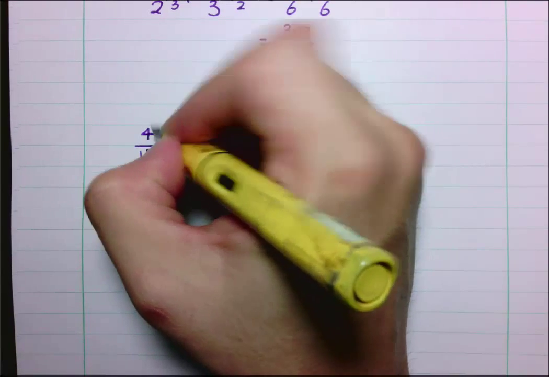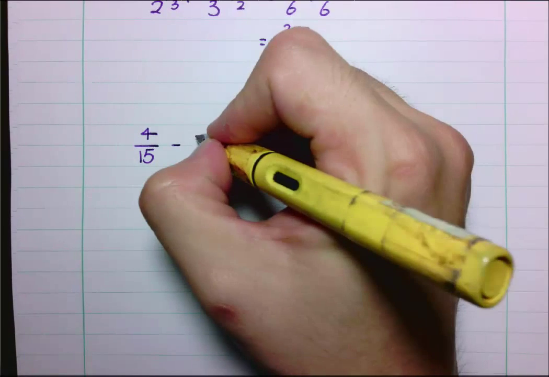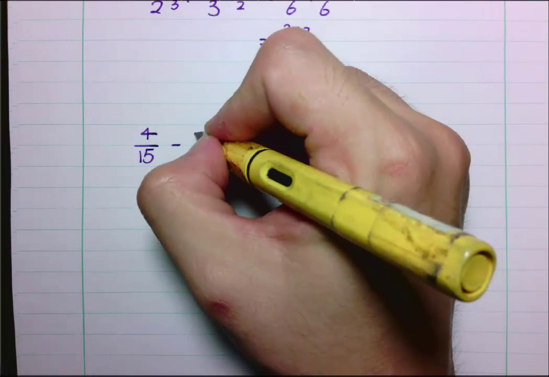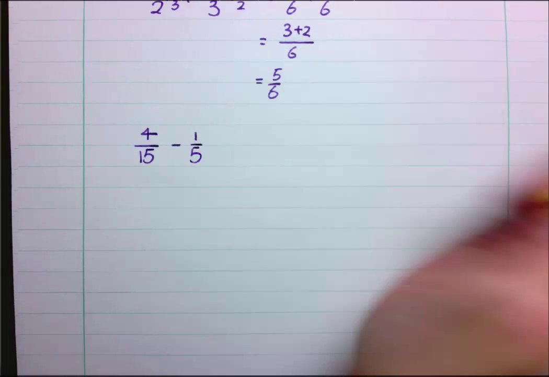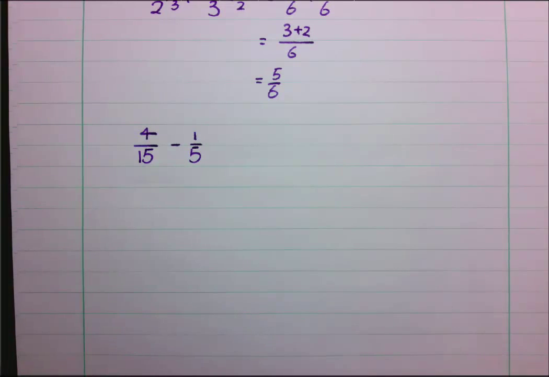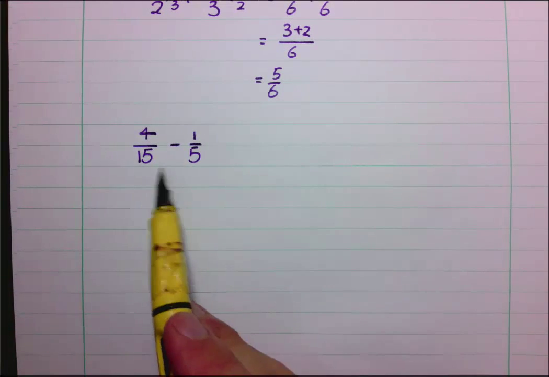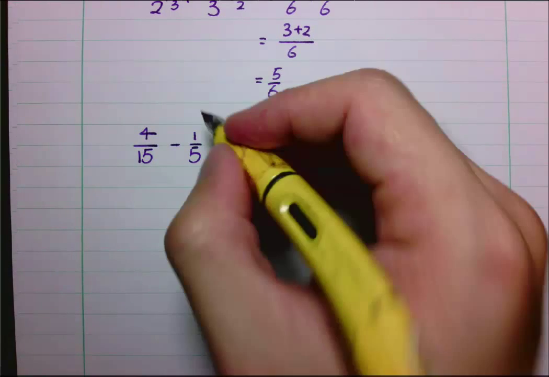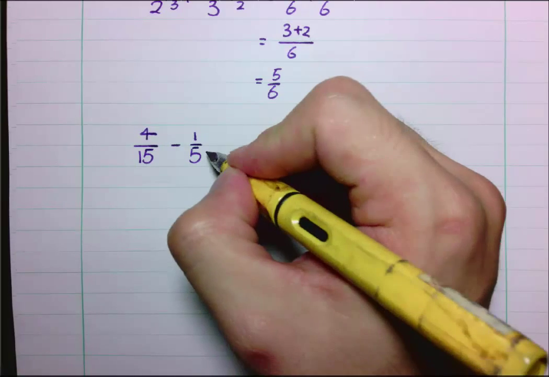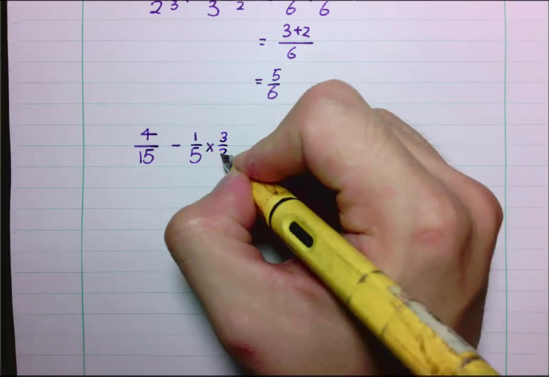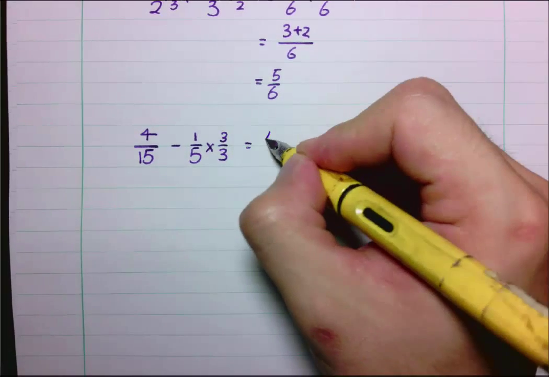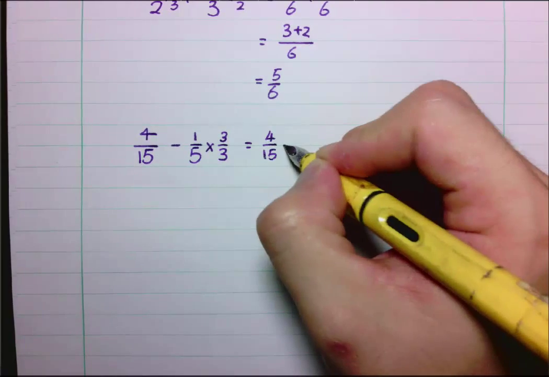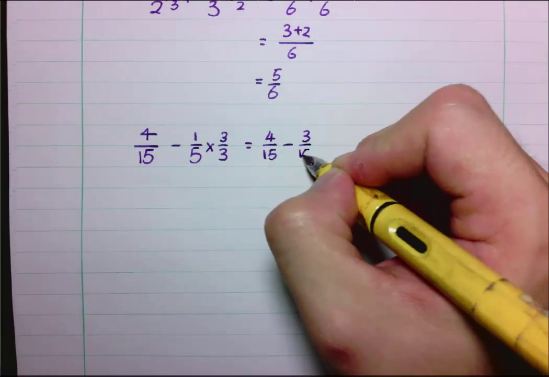maybe 4 over 15 minus, let's say, 1 over 5. Then you will ask, what is the lowest common denominator? In this case, 15 and 5. The lowest common denominator will be 15. So for this term over here, I multiply by 3 over 3. So I get 4 over 15 minus 3 over 15.